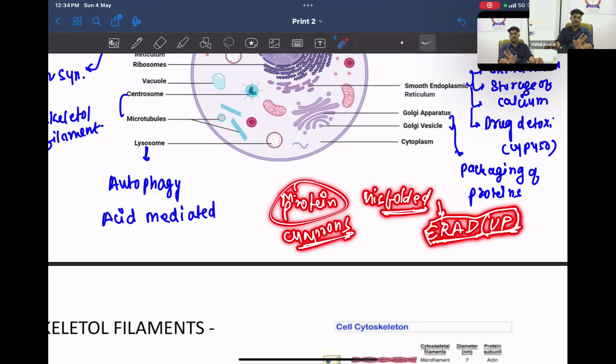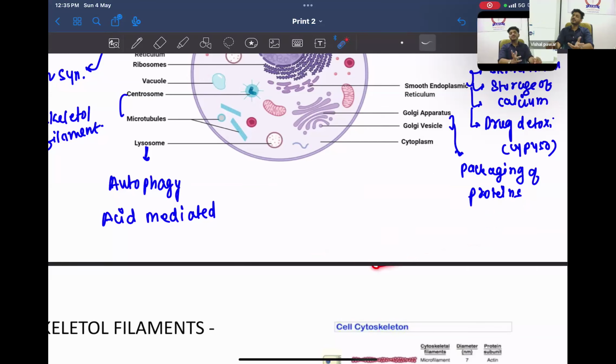Misfolded proteins should not be there. This is the basic funda. If you are having those misfolded proteins, what is the disease you can have? What is amyloid? Amyloid is a misfolded protein. So you can have amyloidosis. Do we have any treatment for that? No, you do not have, right? So that is the basic funda.